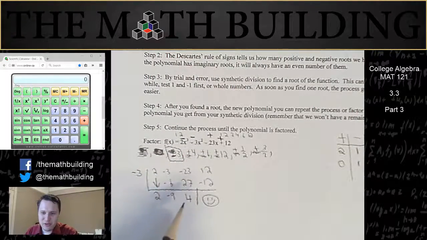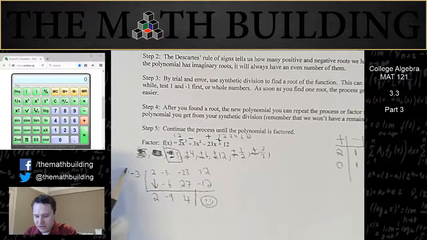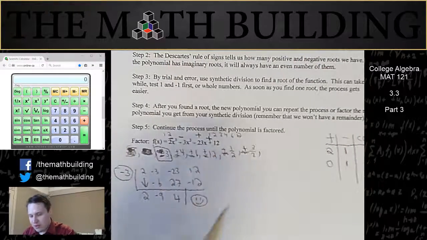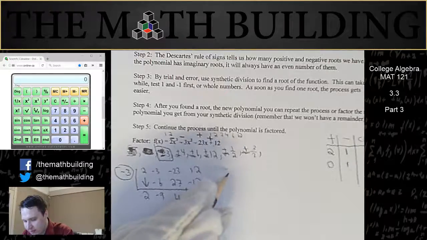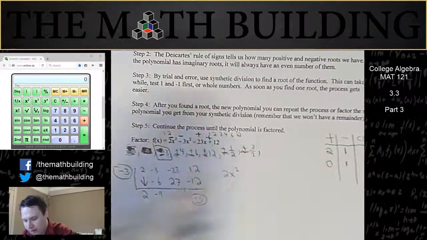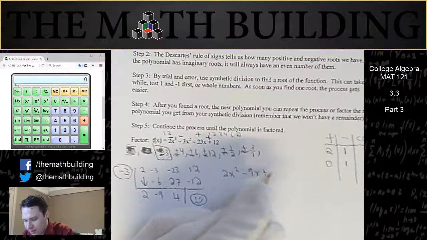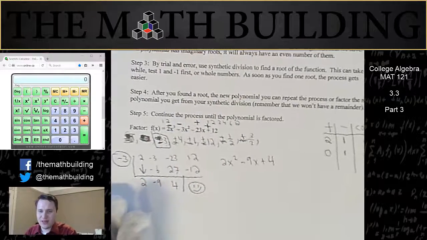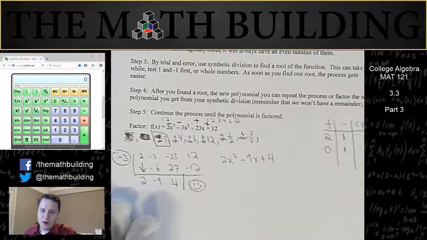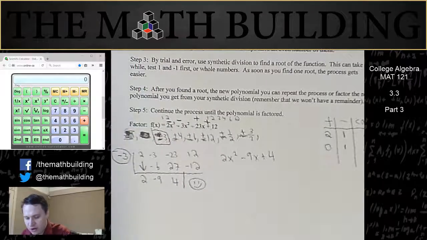And that simplifies our polynomial tremendously. So -3 is a solution, as a root. So our new polynomial is 2x squared minus 9x plus 4. So that's a lot smaller. Now this is equal to our new function.